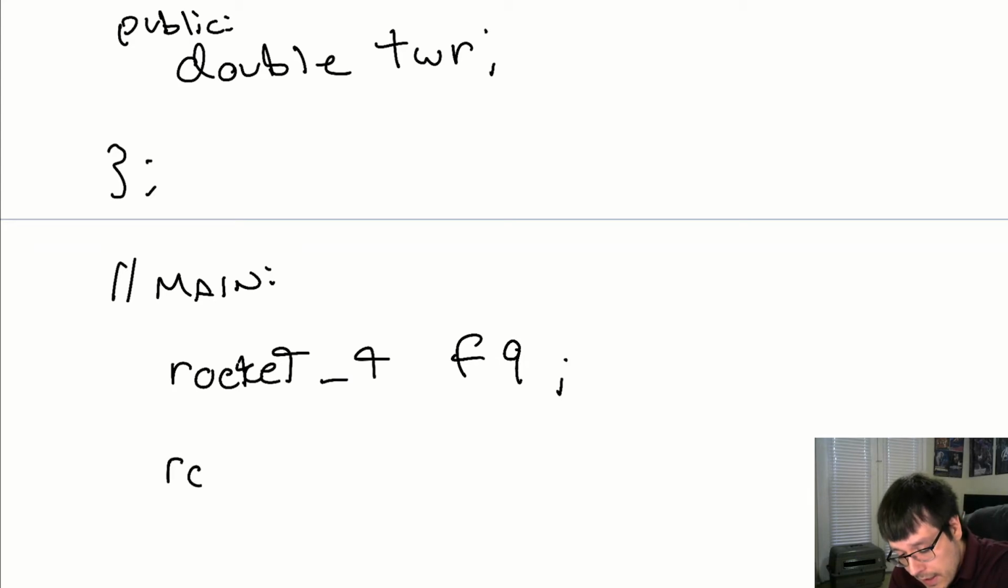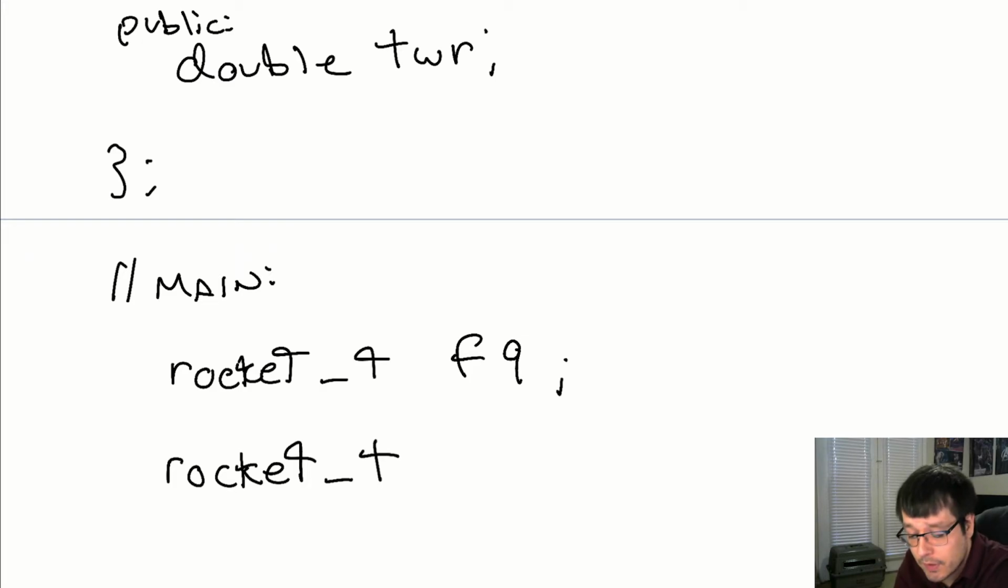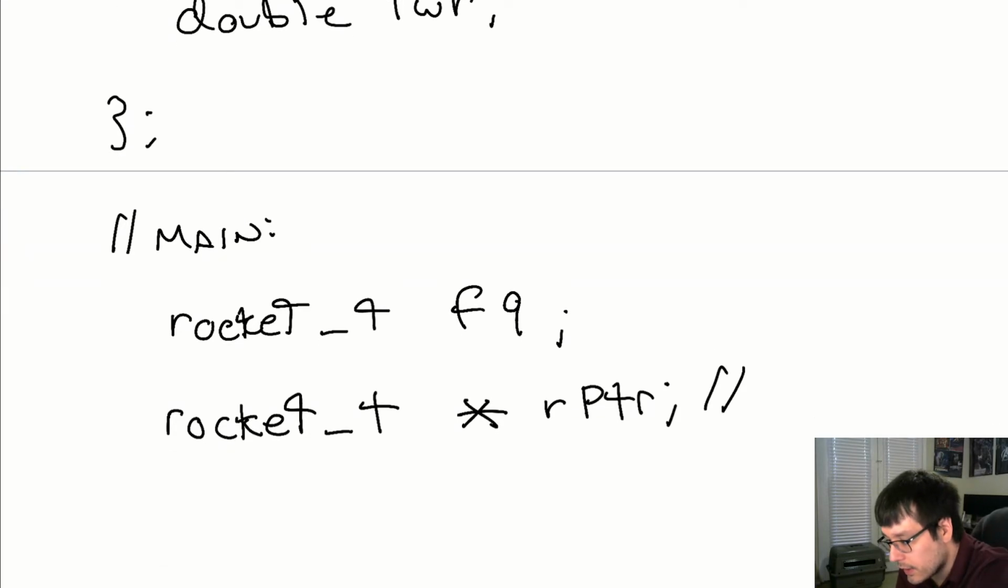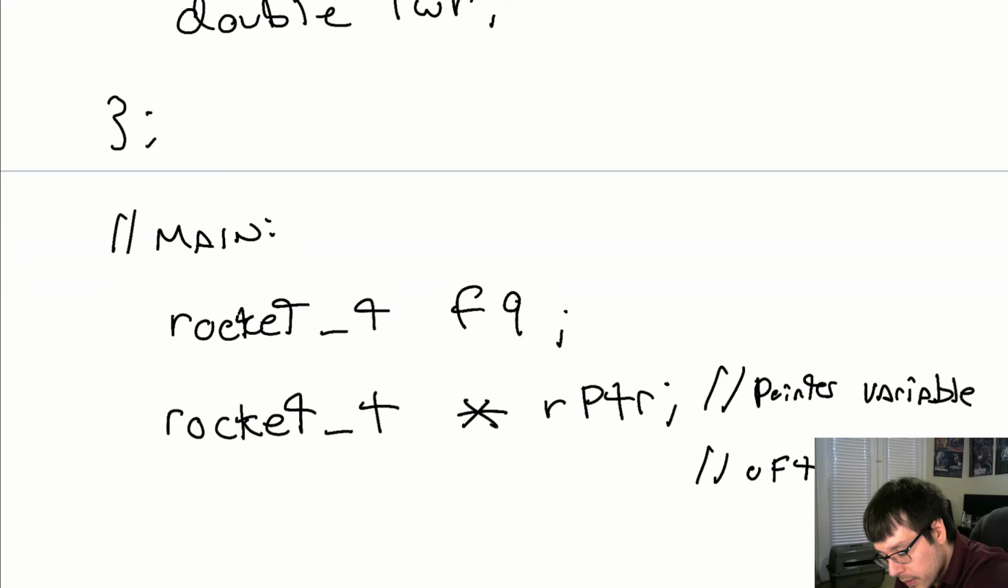In this case, because we're going to make a pointer that points to rockets, it has to be a rocket pointer. So we say rocket as the data type, put the dereference operator, and then we put the pointer name. I'm going to call it RPTR for rocket pointer. Okay, so again, what this line of code is, it's a pointer variable of type rocket type. Okay.